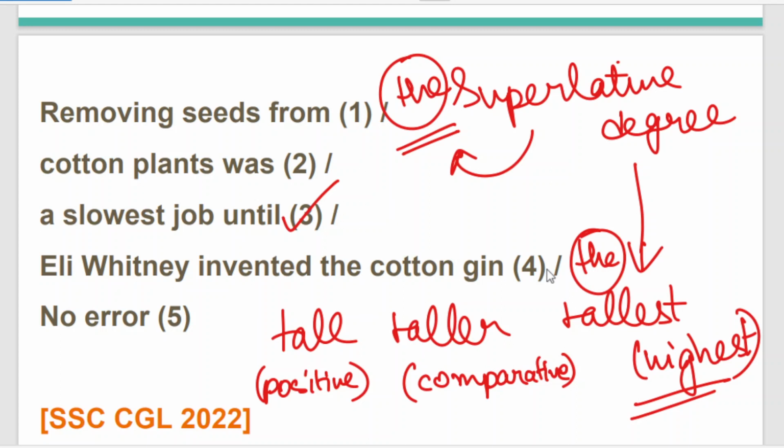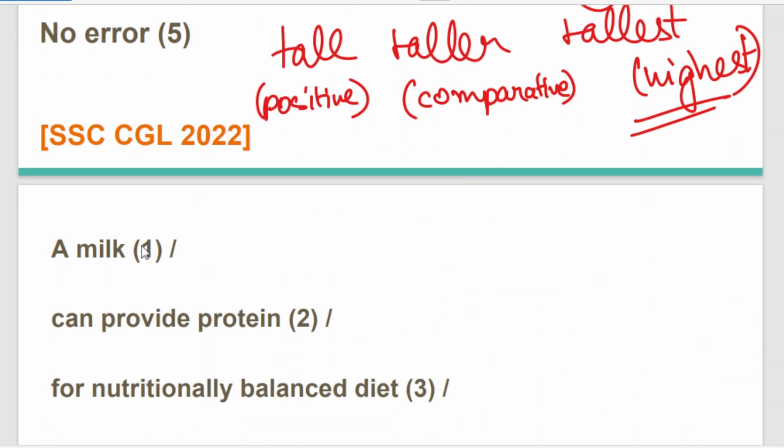Now coming back to the sentence. Removing seeds from cotton plants was the slowest job until Eli Whitney invented the cotton gin, because slowest is a superlative degree, and according to rules of articles, we have to use the definite article "the" before superlative degree. I hope this sentence is clear. Moving to the next question.